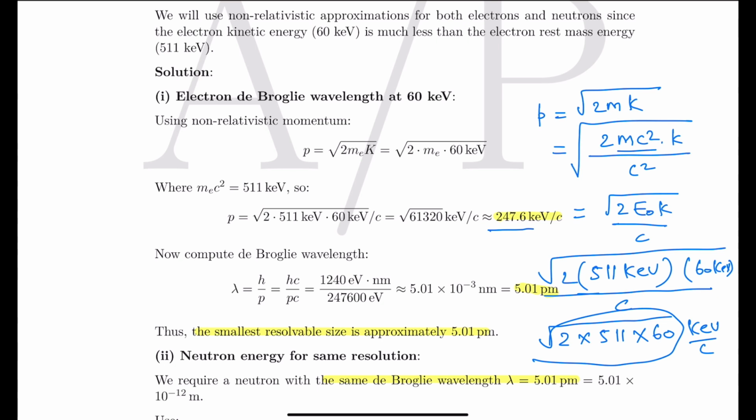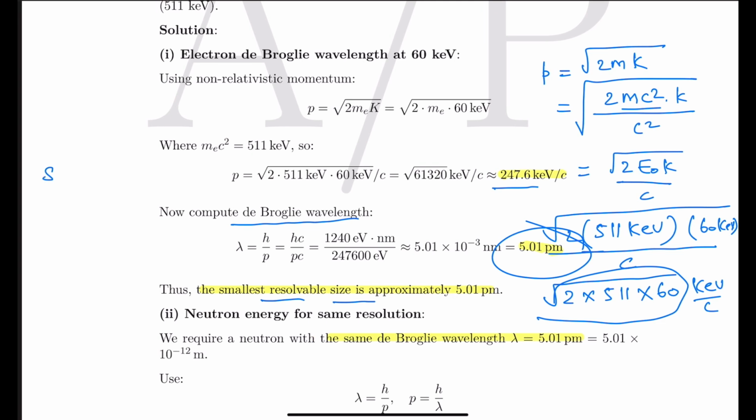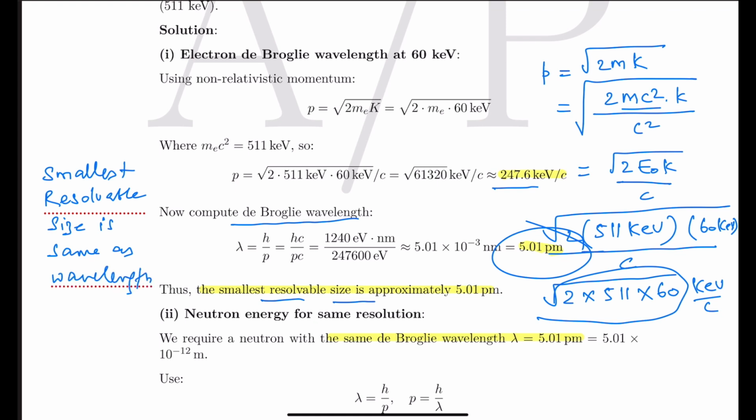And then when you have the momentum, you can find the corresponding de Broglie wavelength. The smallest resolvable size is approximately of the same order as the wavelength. You should know that the smallest resolvable size is the same as the wavelength. So that means it is going to be 5.01 picometer.